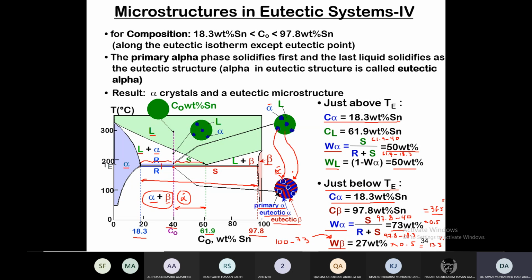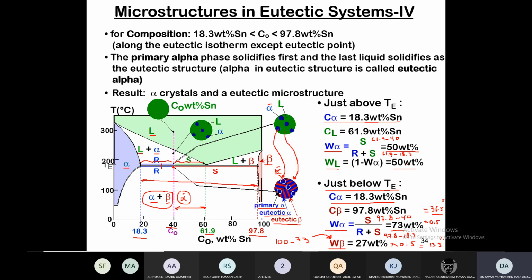Because this lamellar configuration is formed from the liquid, and the liquid here is only 50%. The other 50%, which is the alpha prime, remains as it is. You can see that, right? So when you are doing the calculation for the alpha and beta here, they constitute 50% of the microstructure only, not more. So that's why we multiply by 0.5.